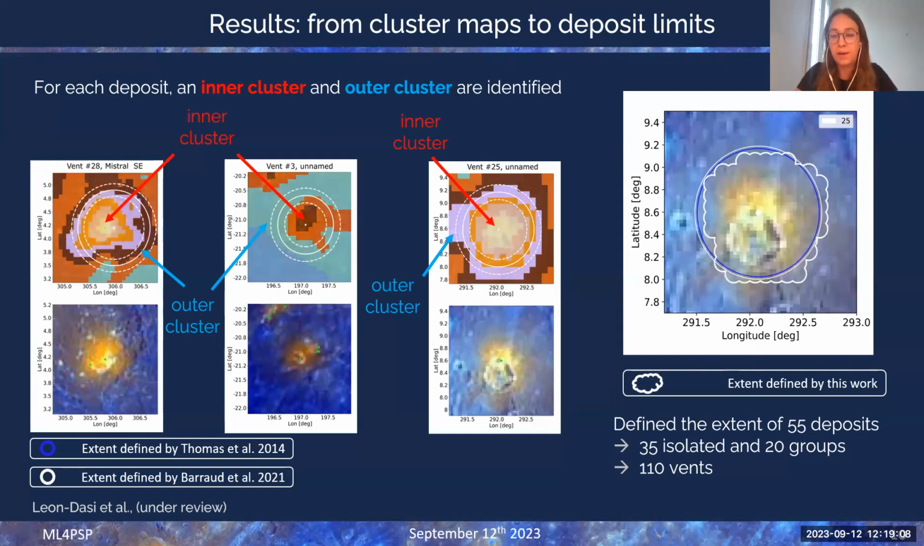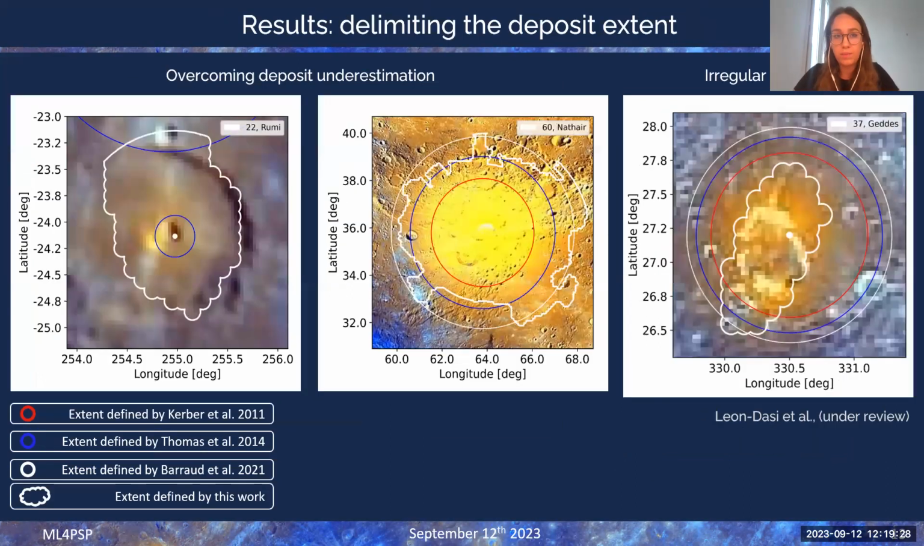We do this for a total of 55 deposits. 35 of them are isolated, and 20 are groups formed by multiple vents. So in total, we cover 110 vents. And now I will just show some examples quickly of how the results are improving these limitations from previous methodologies. So just to see some examples, on the left, we see a deposit that with previous methodologies was found to be pretty small. And then when we look with this methodology, and we don't only trust the false color image, we see that it's actually much larger.